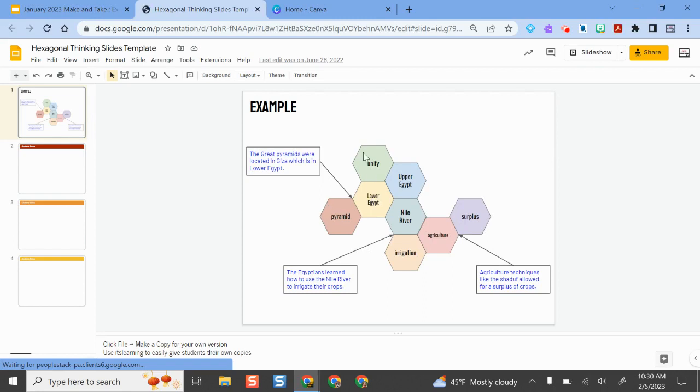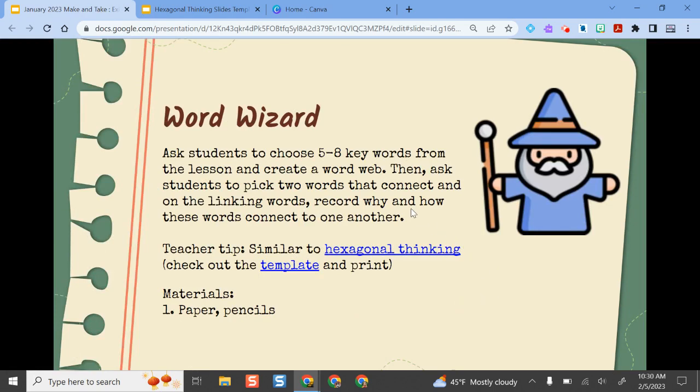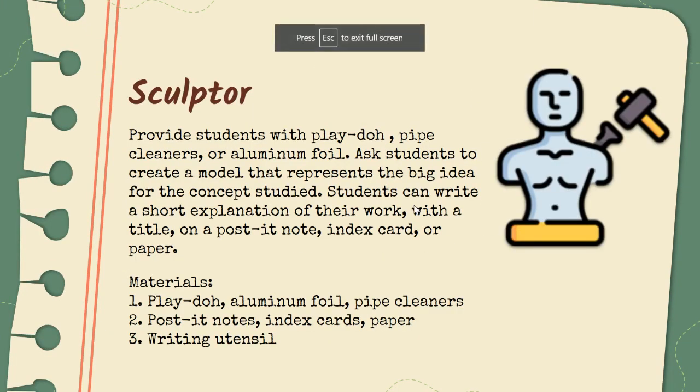And this is just hexagonal thinking. This has certainly more words than the 5 to 8 that I listed on the exit activity. So this could be much lengthier, but students would type out their keywords that they come up with in the lesson, and then this is where they explain their thinking. But up to you on how you would like to do that.